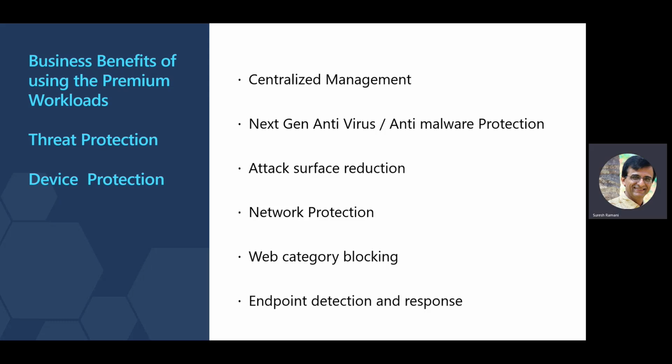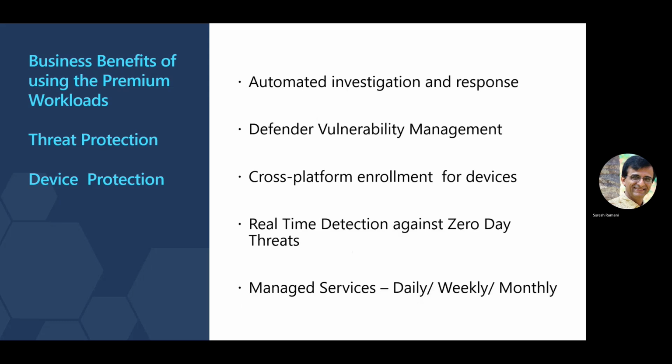Next is web category blocking. This works like an effective firewall, but it's more effective because unlike a traditional firewall that protects the company perimeter but cannot protect devices outside the company walls, this solution creates a firewall around each user device and works within or outside the company premises. Automated investigation and response with self-healing for detected threats. So this works even when you are not working or sleeping, for example.